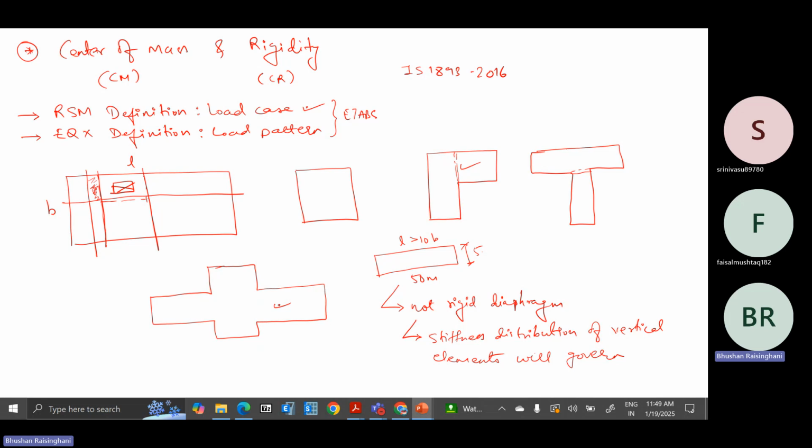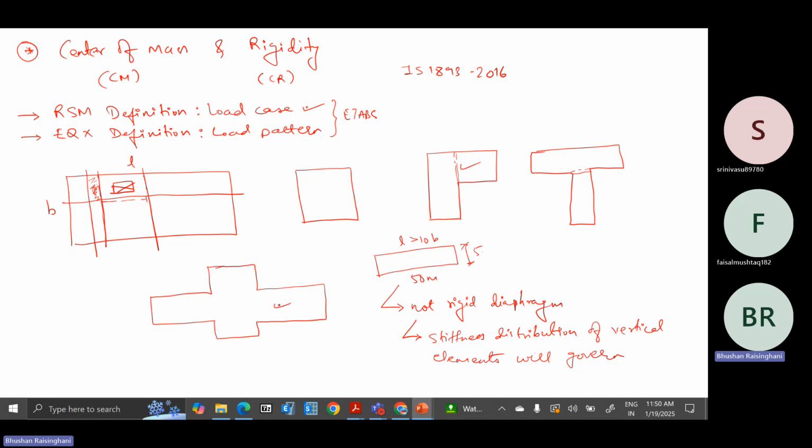The center of mass will not exist if the floor is not a rigid diaphragm. Then there is no concept of center of mass. Then it will have a distributed mass and the forces will be distributed along the vertical elements wherever they are provided. Like if there are 50 columns, then based on their stiffness and position, the force will get transferred. The core wall is there, so based on the proportion of the area, local area distribution will take place. So mass will get distributed internally within the floor slab rather than concentrated at one point. So the concept of center of mass will not exist if it is not a rigid diaphragm.